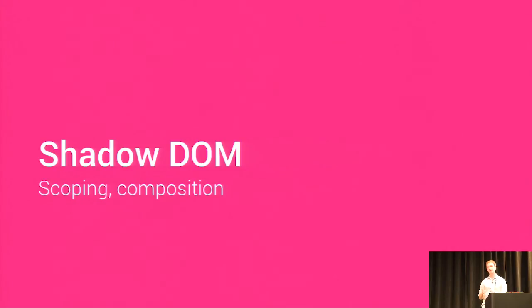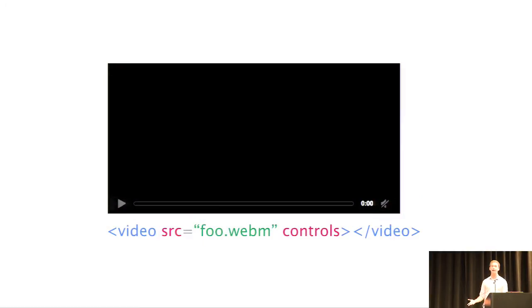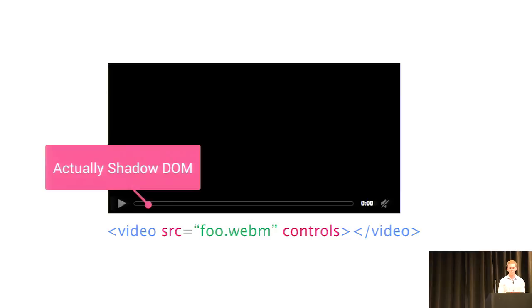Shadow DOM gives you these composition and scoping primitives that let you build these little elements in a truly encapsulated way. Shadow DOM is not a new idea. It actually already exists, and browser vendors have been holding out on all of us web developers. If you put in an HTML5 video tag, this is laid out in markup. I put a video tag, I put an end video tag, but I get this play button, a scrubber, a time, and a mute button. Where did those all come from? They're actually shadow DOM.